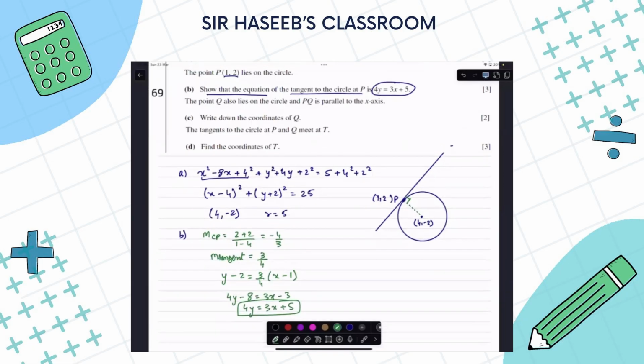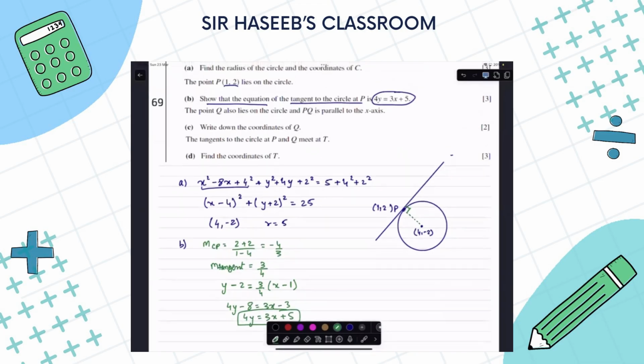We've shown that the equation of tangent is this. Then it says, point Q also lies on the circle, PQ is parallel to x-axis. Now PQ is parallel to x-axis. Make the diagram start somewhere. This basically means that the y coordinate of Q will be 2. Do you agree?